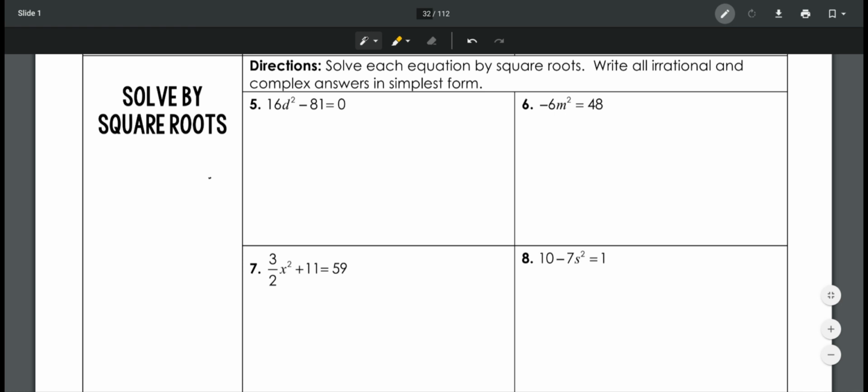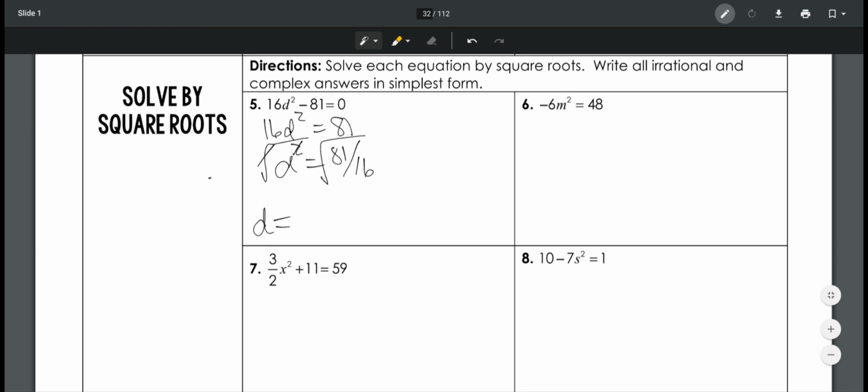imaginary units where necessary. So in the first example, what we're going to do is isolate the quadratic term. So I'm going to add 81 to both sides. Then I'm going to divide both sides by the coefficient of d squared. So I end up with 81 over 16. To get rid of the square, we're going to take the square root. The square and the square root cancel, leaves me with d.